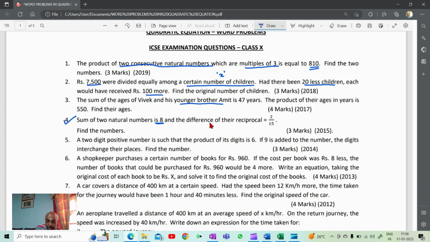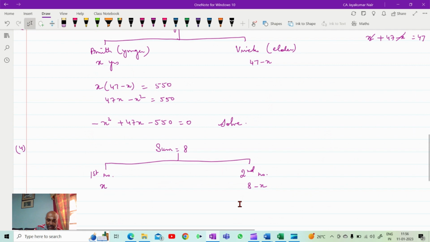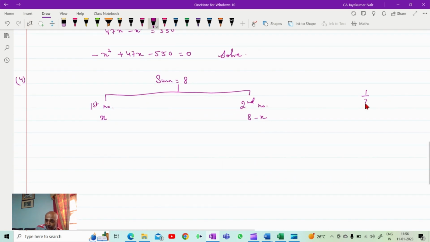So what are they saying? The difference of their reciprocals. Now, what do you mean by reciprocal? Reciprocal means upside down. Say, for example, if I write 1 by 2, what is the reciprocal of this? It will be 2 over 1. If I write, say, 5, that means 5 over 1. The reciprocal of 5 over 1 will be 1 over 5. So you have to make it upside down. When I say x, it means x over 1. When I say 8 minus x, it's 8 minus x over 1. So the reciprocals are 1 over x and 1 over 8 minus x.